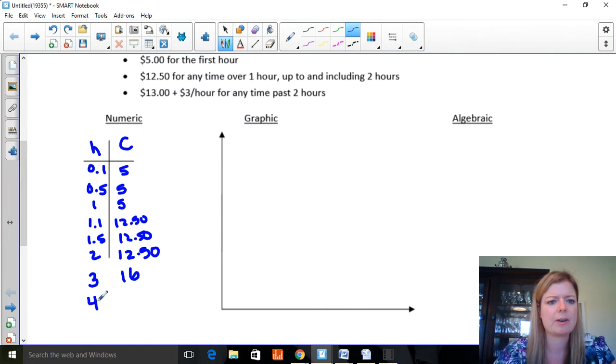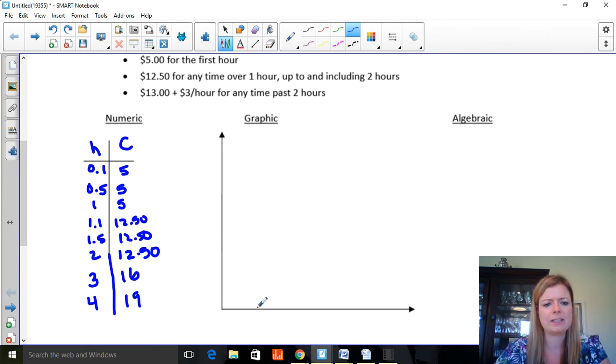At 4 hours, I'll be paying 13 plus anytime past 2 hours. So that's 2 hours. So it's an extra 6 bucks. So I'm paying 19 bucks, etc. So what does the graph of this look like?